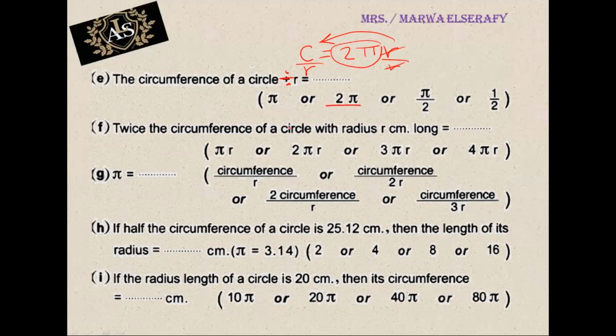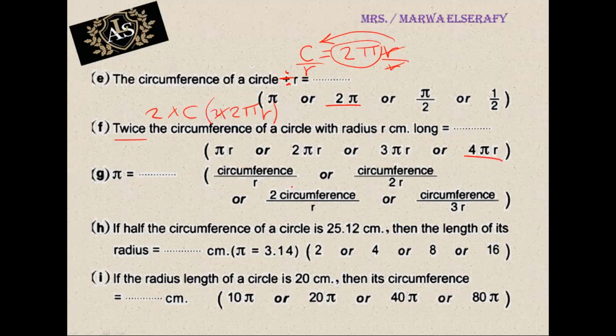Twice the circumference of a circle with radius r. What is the meaning of twice? Twice means 2 times the circumference. I know that the circumference will be equal 2πr. 2πr times 2, it will be equal 2 times 2 equals 4πr. 4πr, okay? Pi equals what?